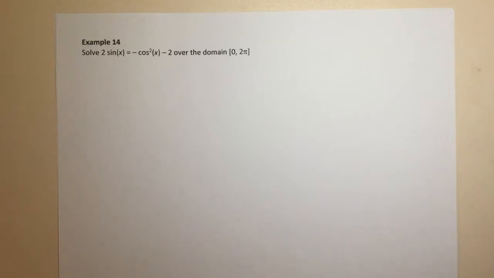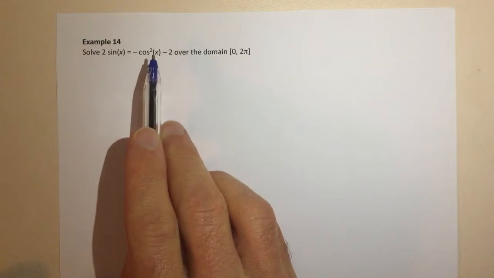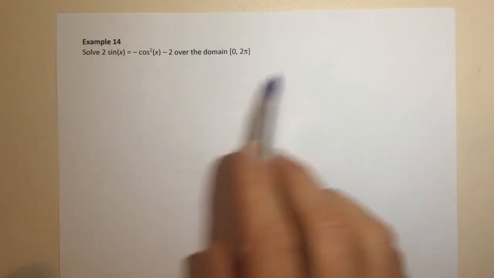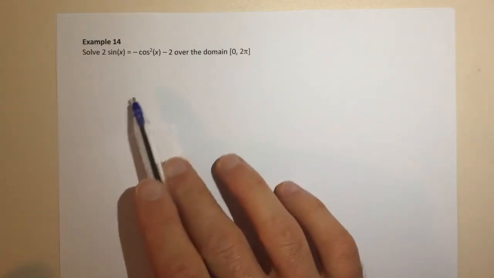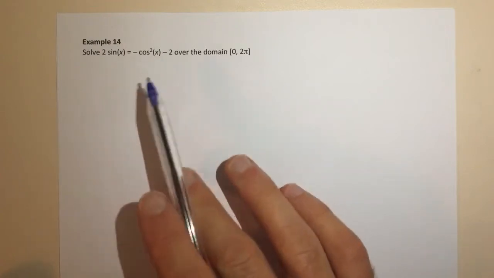All right, final trig equation, and this is another one with a couple of tricks to it. So let's get stuck into it. We've got 2 sine x equals negative cos squared x minus 2, and again with the domain given to us. So look, maybe similar to the last one, we've got multiple terms going on here.